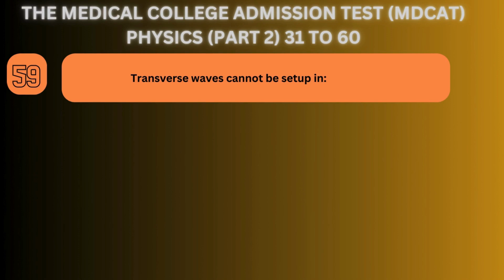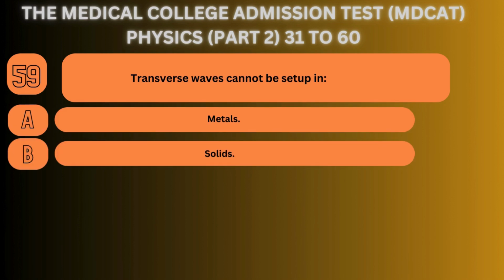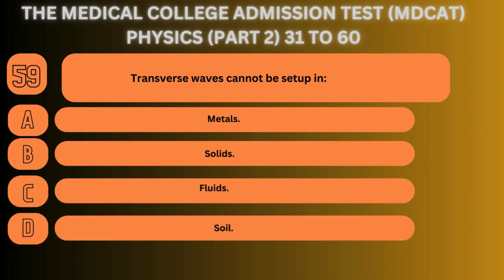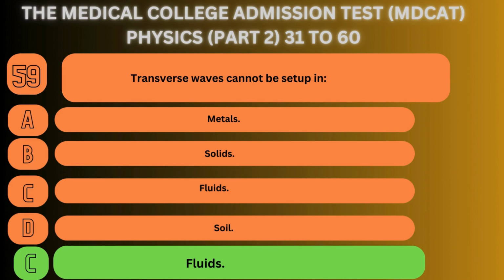Question number 59. Transverse waves cannot be set up in? Option A, metals. Option B, solids. Option C, fluids. Option D, soil. 5, 4, 3, 2, 1. Correct option is C, fluids.